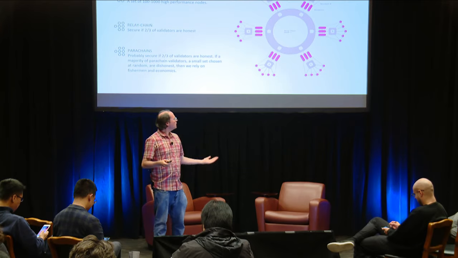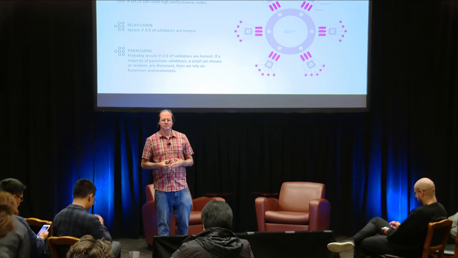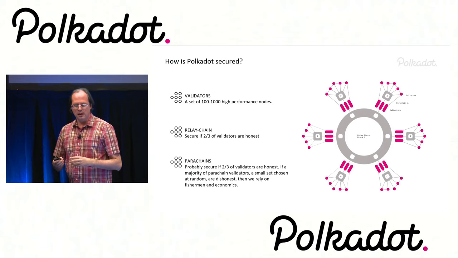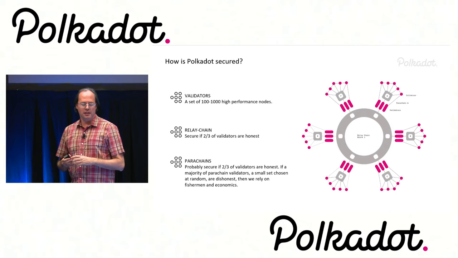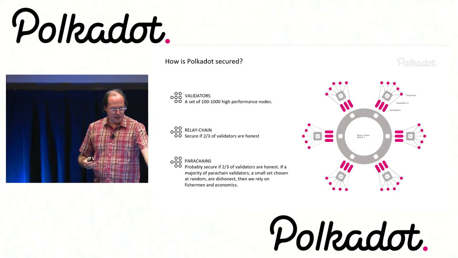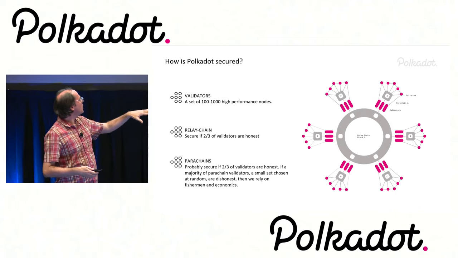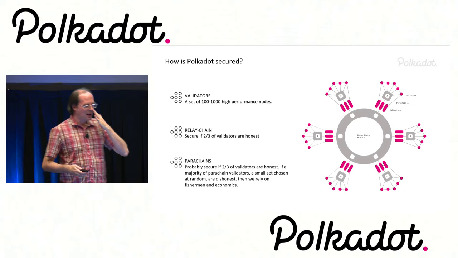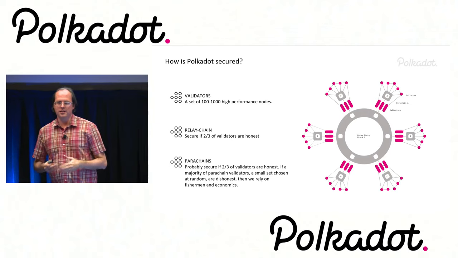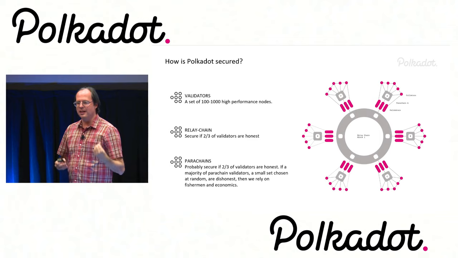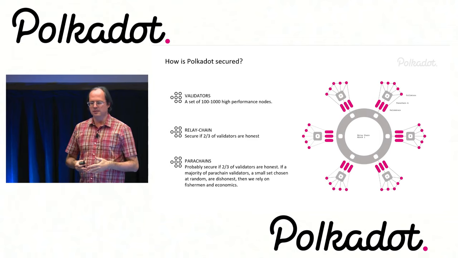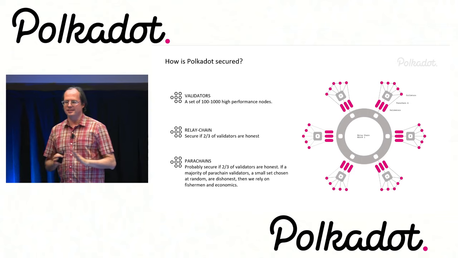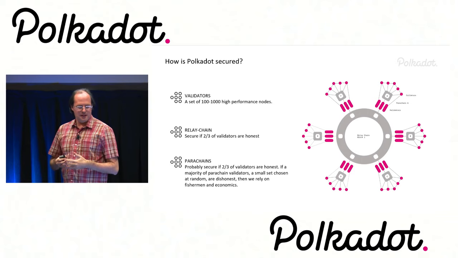So, how does Polkadot work? Polkadot has its relay chain, and a bunch of other chains, parachains. A lot of the work securing these is going to be done by the validators, a set of 100 to 1,000 nodes. We'd love to get 10,000. I don't know if it's easy.